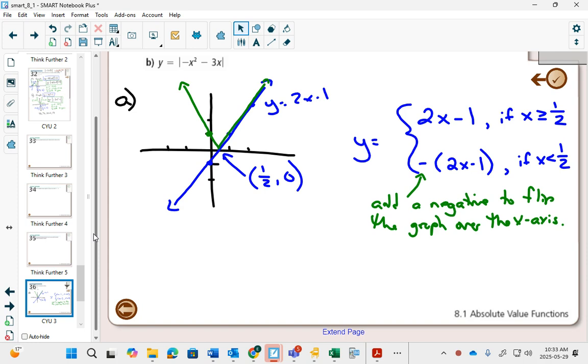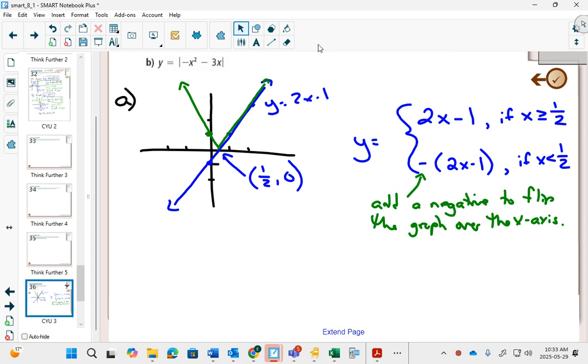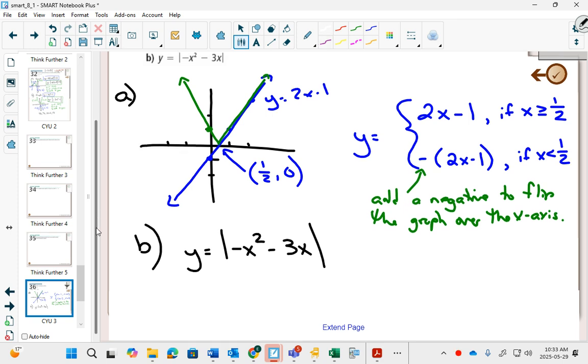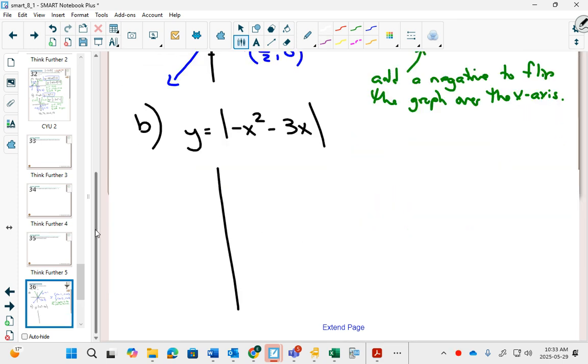Then for part B, again, now we have a parabola. If I was graphing the inside first, okay, I'll do this inside in blue. Let's graph. So we have to know all of our graphing skills from chapters 4 and 5. How would I go about graphing this?